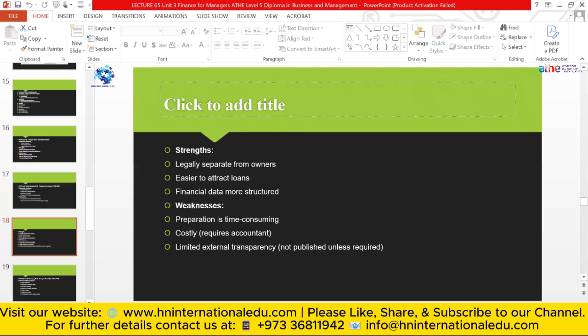Easier to attract loans because already people know that you are going to survive no matter what. Financial data more structured, that is all the statements are made properly. However, preparation is time consuming. It takes time, it takes patience for each and every step which we opt in the SMEs. It is costly because it requires an accountant. When the government intervenes, we have to hire external auditors too. Limited external transparency, not published unless required.